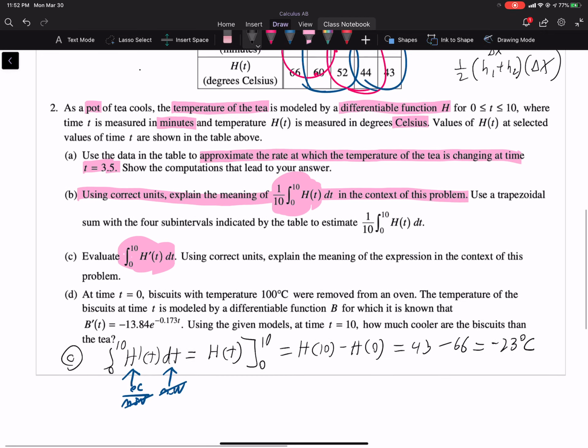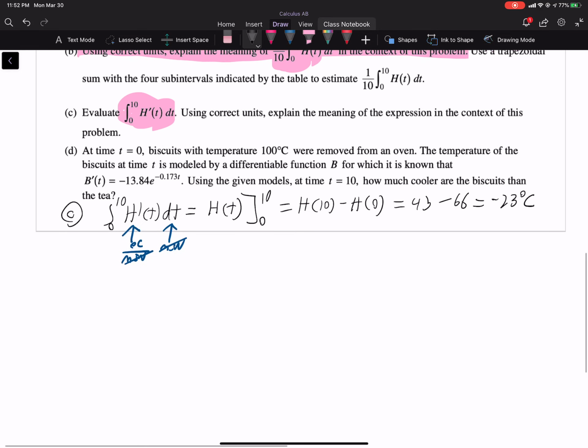What does this mean in the context of the problem? So we've talked about this quite a few times, but the integral of a derivative gives you, let me see if I get my little mouse connected. It's not connecting, so we'll do that later.